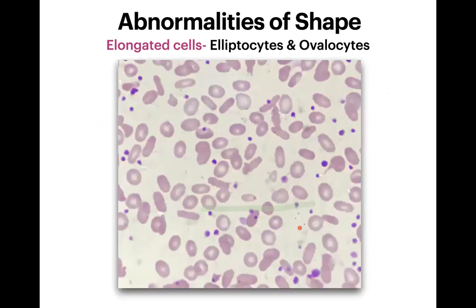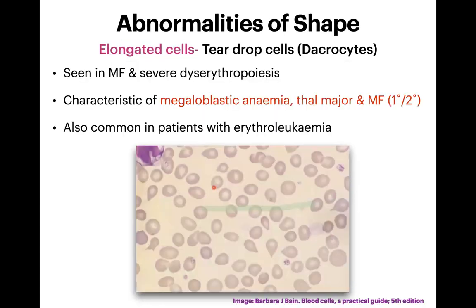This is an image from a case of hereditary elliptocytosis. You are seeing a lot of these elliptocytes, which are normally hemoglobinized, and ovalocytes are also there. So this is a case of hereditary elliptocytosis.